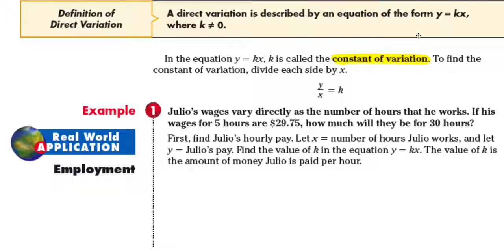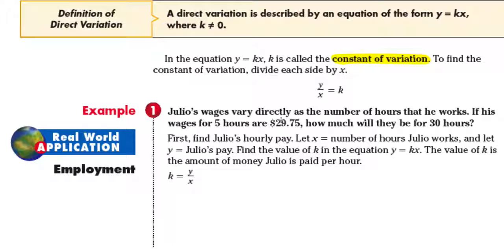Okay, so first find Julio's hourly pay. Let x be the number of hours Julio works, and let y be Julio's pay. Find the value of k in the equation y equals kx. So in this case, we are looking for the constant of the variation. The value of k is the amount of money Julio is paid per hour. Okay, so let's see how this works. The formula for k will be y over x, and we simply substitute the values.